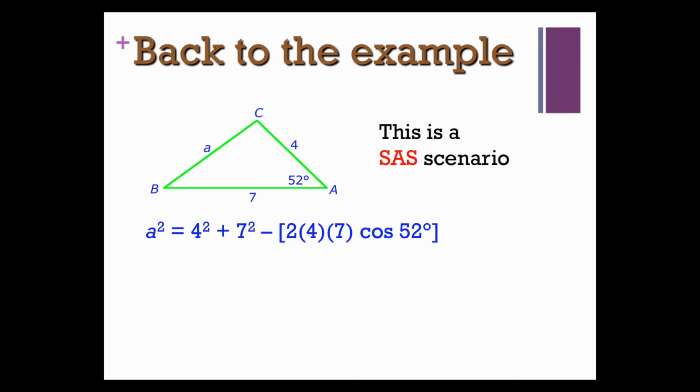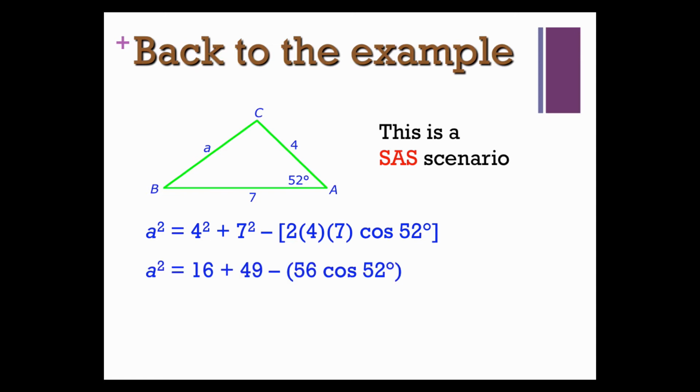When you plug all that mess into your calculator, what do you get? 30.52. Can A be 30.52? No. So did you screw up? No. You have to take the square root of it. Remember, that's equal to A squared.